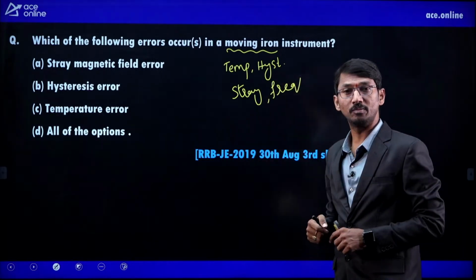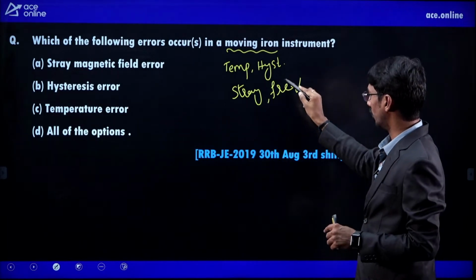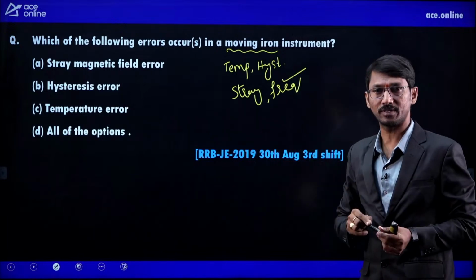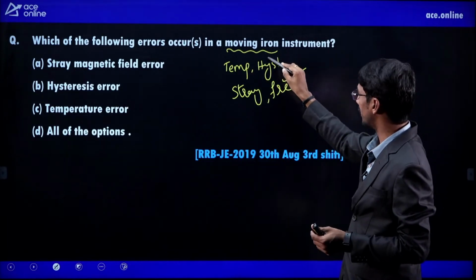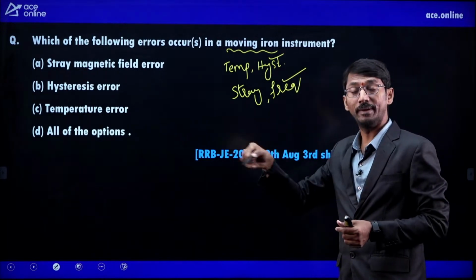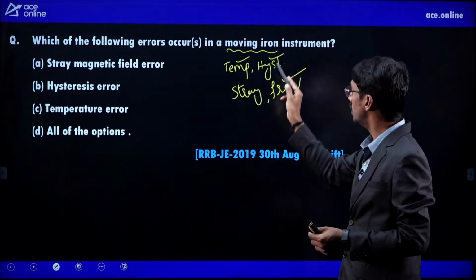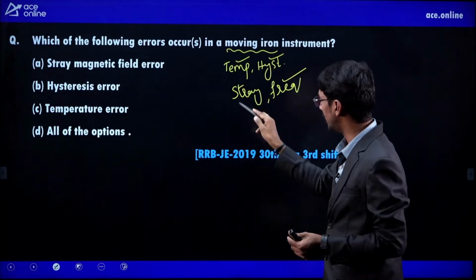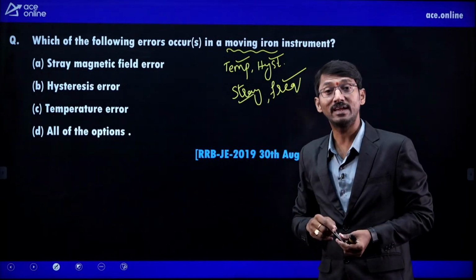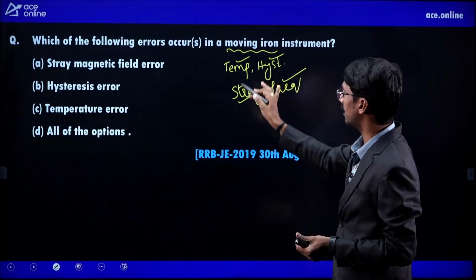Sir, the MI instrument is applicable for both DC and AC. AC means frequency errors are present. And iron content is there, so automatically magnetization and hysteresis. Then based on the current operation, temperature errors will be there. And the moving iron instrument has an electromagnet, so definitely it will be affected by the external magnetic field. Therefore, stray magnetic field errors, all these errors are present.